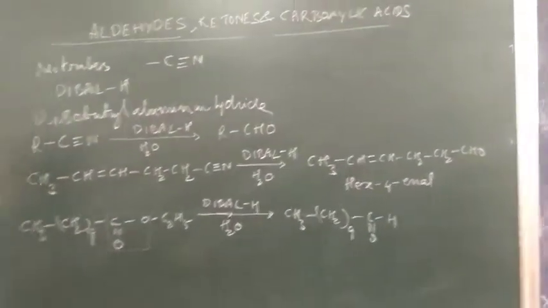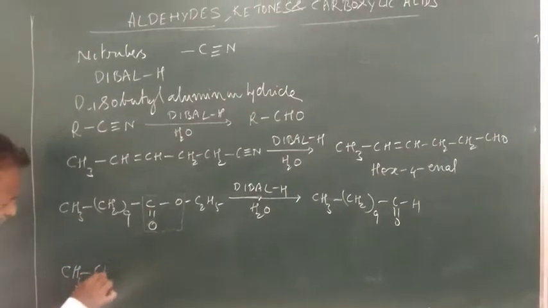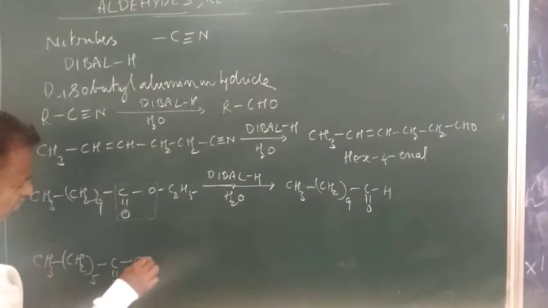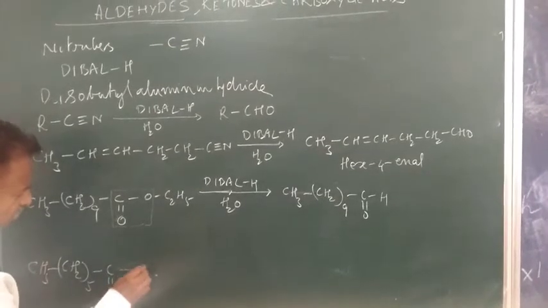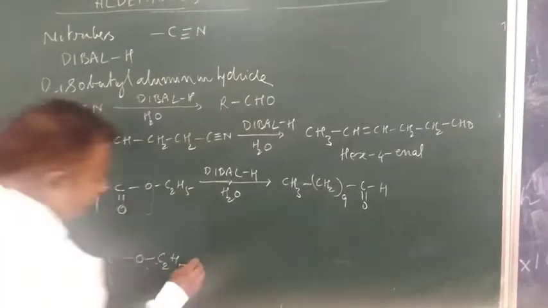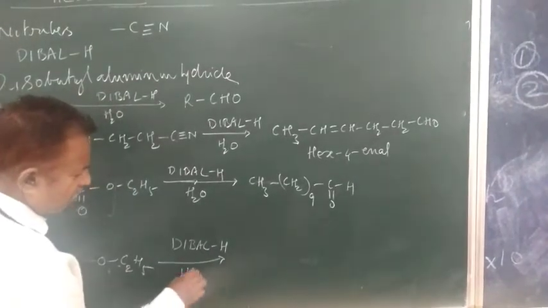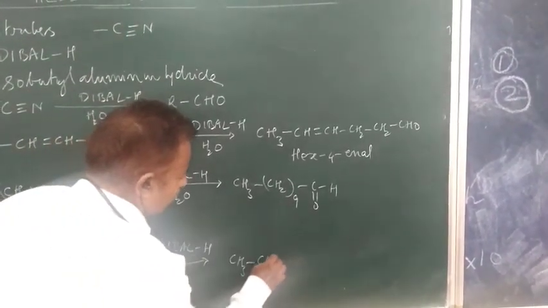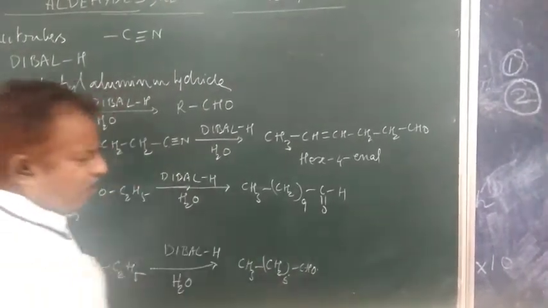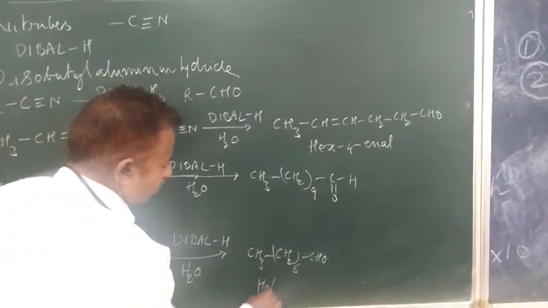Now let us take an example with fewer carbon atoms, that is CH3, CH2 taken 5 times, C double bond O, OC2H5. This is ethyl hexanoate. With DIBAL-H and water, we get CH3, CH2 taken 5 times, CHO. How many carbon atoms are here? 1 plus 5, 6, plus 1, 7. So it is heptanal.